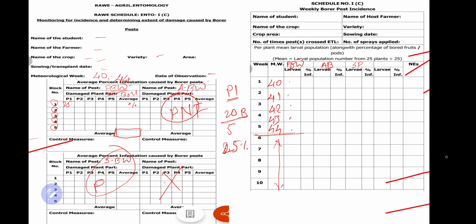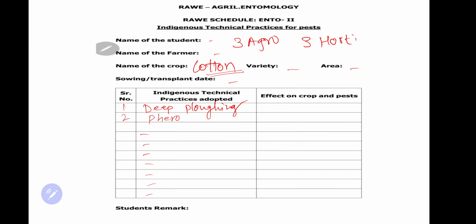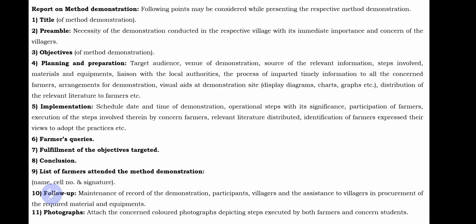Let's move to the next, that is the demonstration. After the schedule, we have to conduct a demonstration also. These are the points to be considered while writing a report on method demonstration. This year we have demonstrated very diversified technologies before the farmers. Of course, we have to mention the title while writing a report. The preamble is what the necessity of demonstrating that thing was.